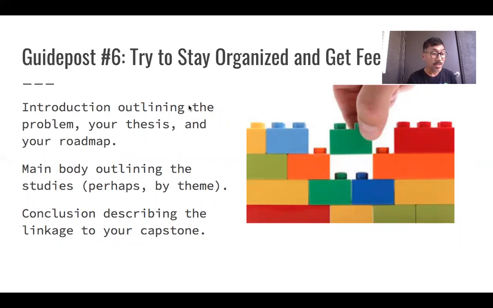Guidepost number 6, try to stay organized and also get feedback. Now, when you're ready to start writing the literature review, outlines can work for preparation. Sometimes outlining your main argument or thesis, the introduction, the main body paragraphs, and the conclusion can be very useful. However, sometimes you'll need feedback from your peers to get the thought process started or to help you synthesize what you're trying to say. So get feedback from your peers, from your accountability groups, and even other friends. We call these critical friends who are real experts on the topic you're studying.